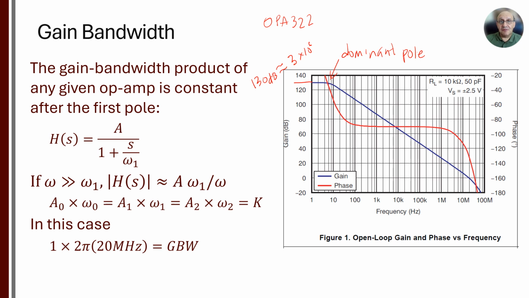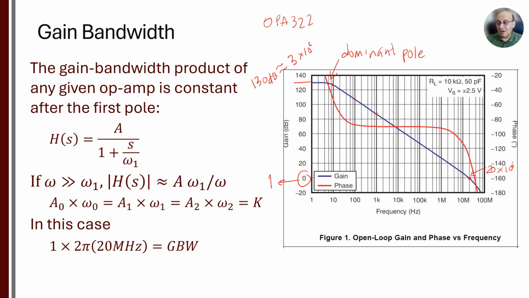Now, important to remember for practical use is that all the points past the dominant pole follow an interesting effect in which the gain multiplied by the frequency will remain constant past the dominant pole. So, for example, this one is about 20 megahertz. So this is 20 megahertz when the gain is 0 dBs. In other words, when you have unity gain.